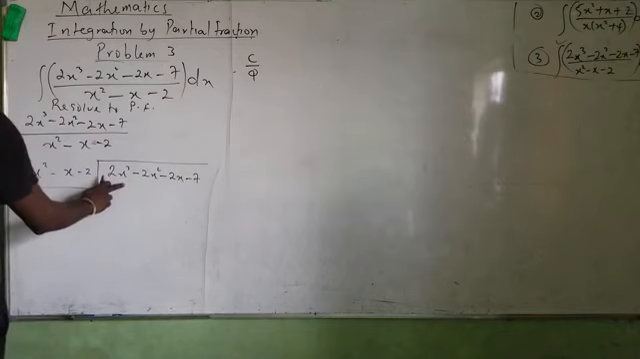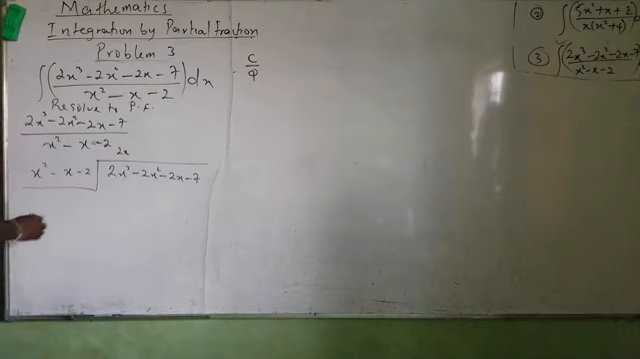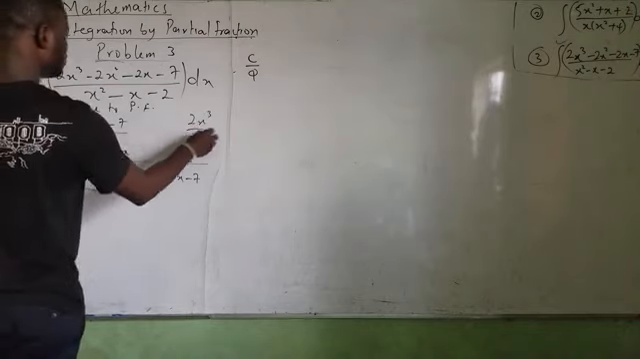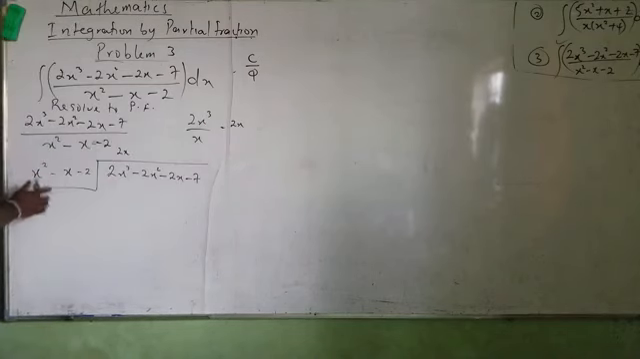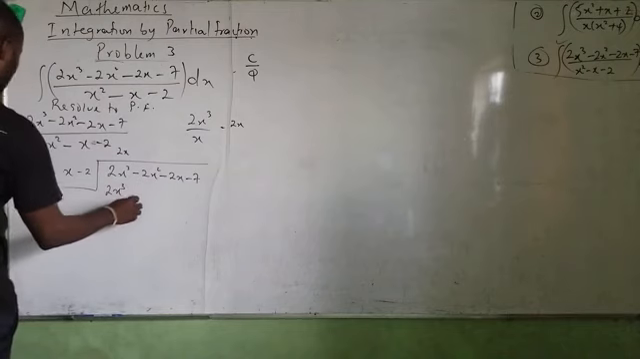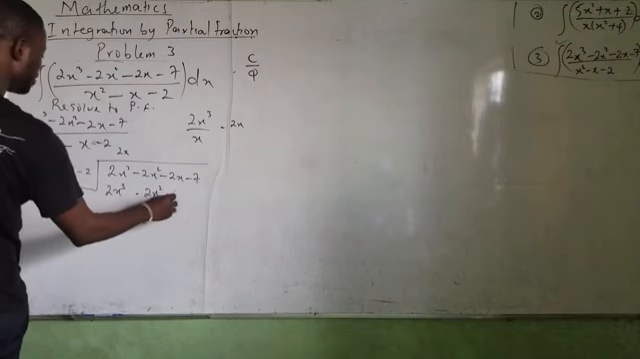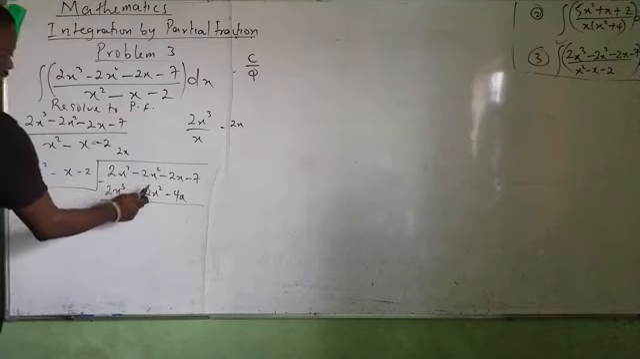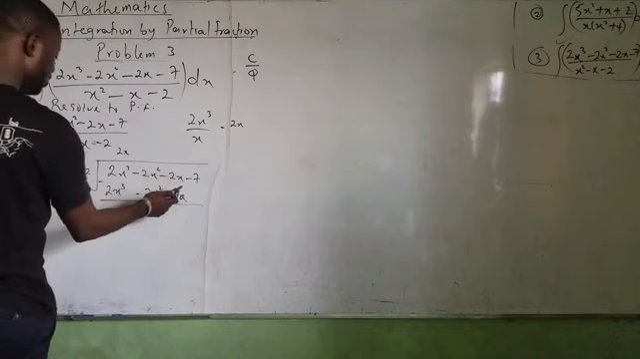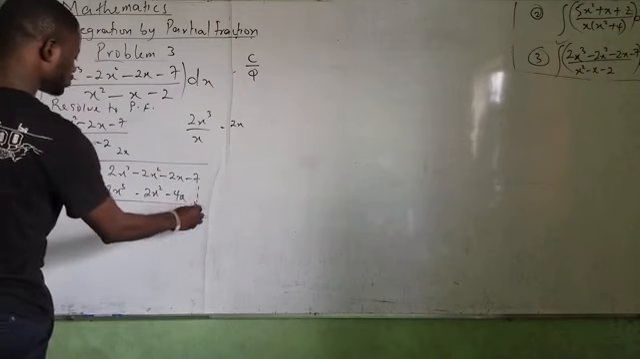Now, dividing, I will be having 2x. What am I saying there? 2x³ divided by x² will be 2x. Now, that 2x multiplied by everything here gives 2x³ − 2x² − 4x. Now, I subtract: this minus this is 0, this minus this is 0, and this minus this is 2x − 7. This one is just coming down.